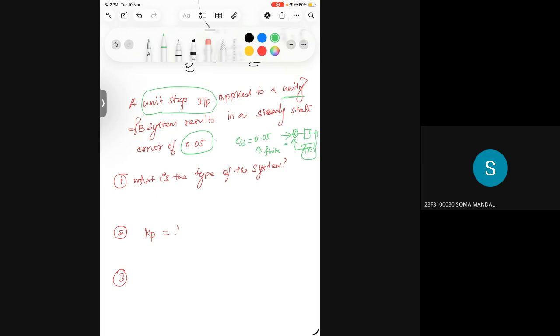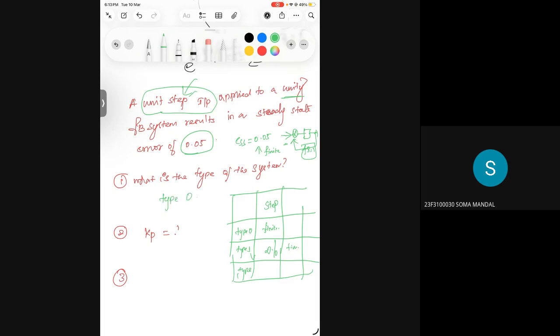The question is, what is the type of the system? The second question is, what is the positional error constant? If you remember the table properly, you will be able to answer this. Given a step input, there should be type 0, type 1, type 2. For which type of system will the step input give a finite answer? Type 0 or type 1? This is finite. If this is right, then it's type 0.